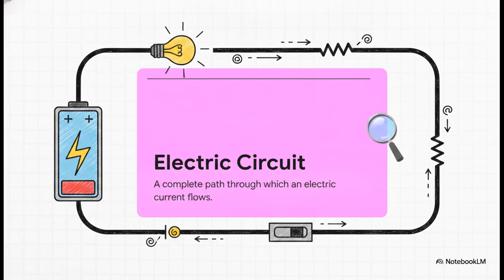So before we can calculate anything, we need to know what we're looking at. An electric circuit is essentially a complete, uninterrupted path that allows electrons to travel. Think of it like a loop. It starts from a power source, like a battery, travels along a conductive wire, moves through a device, like a light bulb, and makes its way all the way back to the source. Without this complete, closed loop, those electrons literally have nowhere to go and absolutely nothing happens.